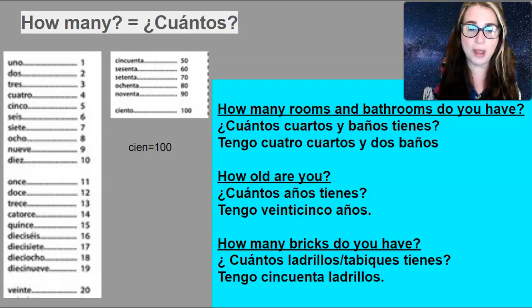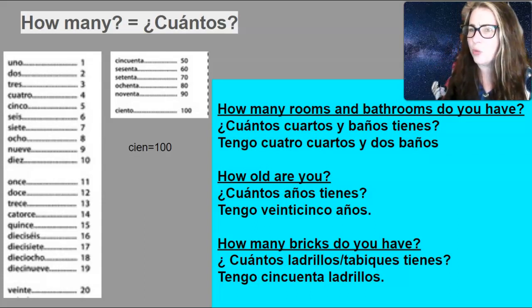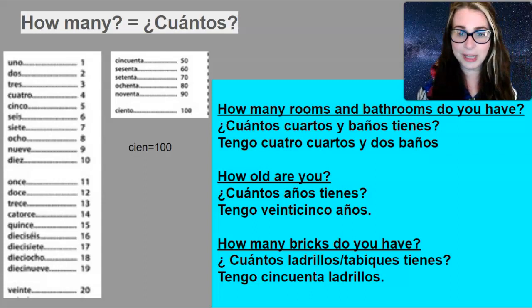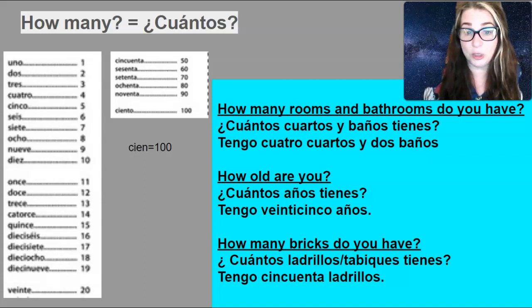How many bricks do you have? ¿Cuántos ladrillos tienes? Now notice you've got 2 options there. Why? Because there are 20 countries that speak Spanish, and some might use ladrillos and some might use tabiques. I checked with a friend of mine who's in construction, and he said almost everybody uses both, so it doesn't matter. So you wouldn't say both of them, but I'll just go with the first one. ¿Cuántos ladrillos tienes? And if you want to answer that you have 50 bricks, you would say, Tengo 50 ladrillos.